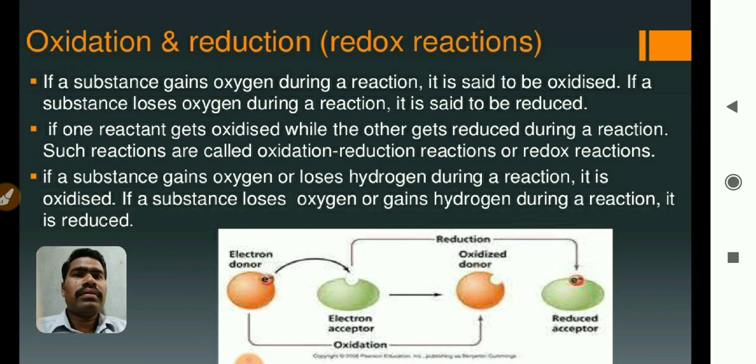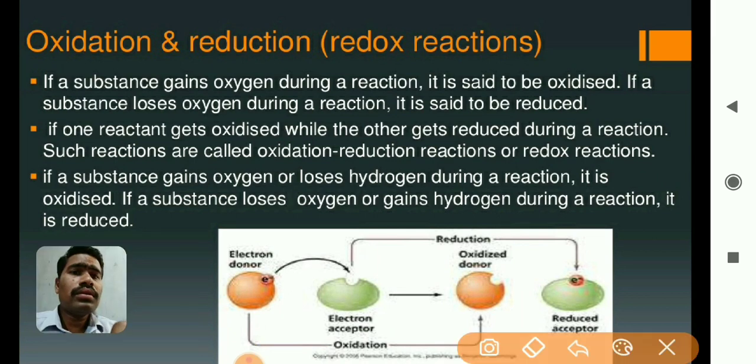Okay, in the last period, we have seen different types of chemical reactions. In that, a few students have a problem in understanding oxidation and reduction. So let us study what oxidation and reduction are.